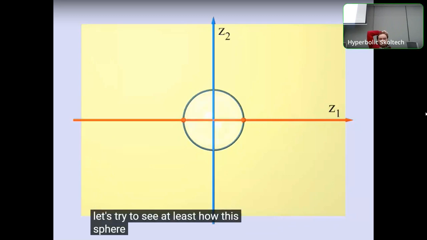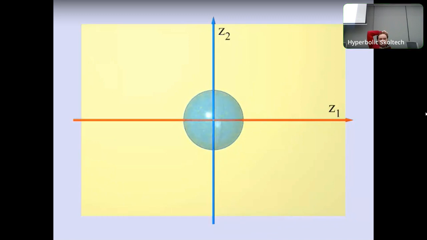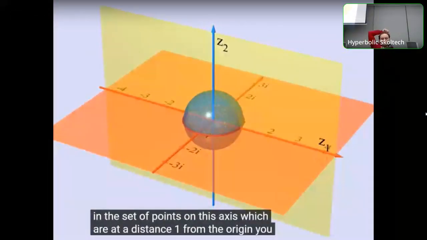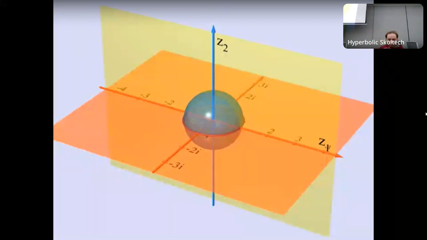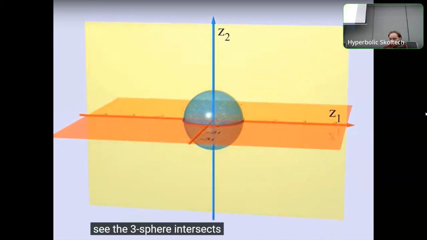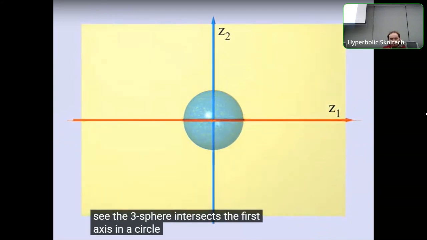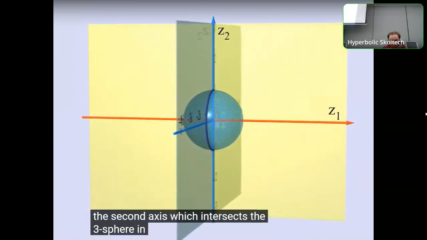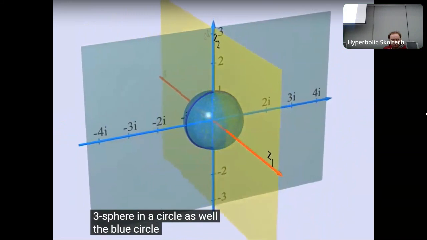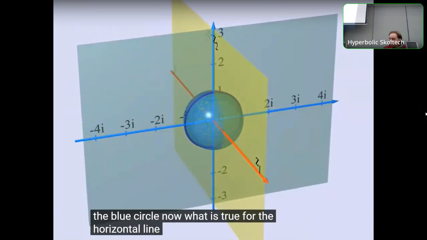Let's try to see at least how this sphere intersects the first axis. The 3-sphere intersects the first axis in the set of points on this axis which are at a distance 1 from the origin. You see, the 3-sphere intersects the first axis in a circle. The same is true for the second axis, which intersects the 3-sphere in a circle as well, the blue circle. Now, what is true for the horizontal line and the vertical line is equally true for all lines going through the origin.